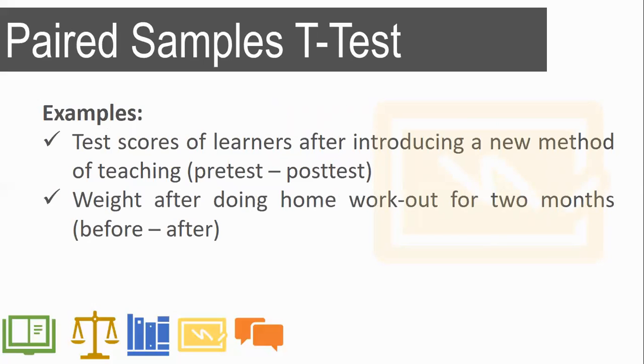Another one, weight after doing home workout for 2 months, before and after. In the first example, the intervention is the new method of teaching, and we compare the pre-test scores and the post-test scores of the learners. In the second example, the intervention is doing home workout, and we are comparing the weight of a group of individuals before and after 2 months of doing home workout.